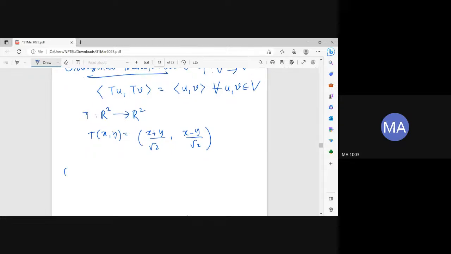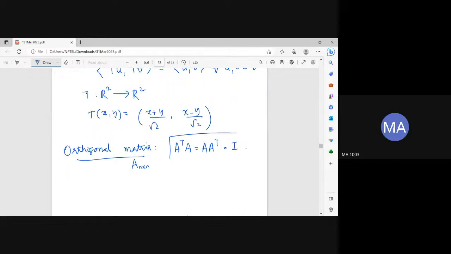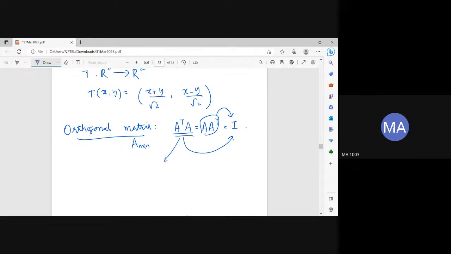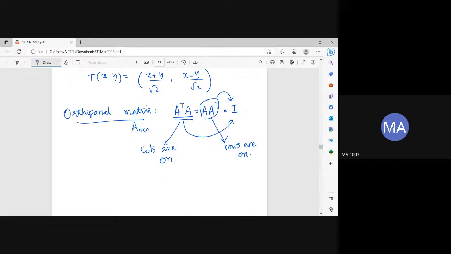And what is an orthogonal matrix? The columns of that matrix would be orthonormal. Columns and rows, right? A transpose A and A A transpose. For square matrices, yeah. In this course, we are looking at square matrices. So if this is satisfied, it's an orthogonal matrix. And we also saw the relation between A transpose A equals identity and A A transpose equals identity, right? A transpose A means the rows of A transpose, which are the columns of A, are orthonormal. And here the rows of A are orthonormal, right? Columns of A, rows of A.